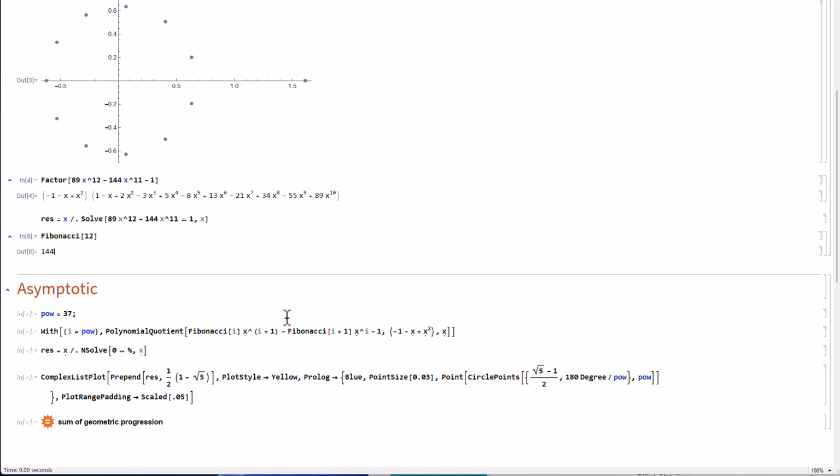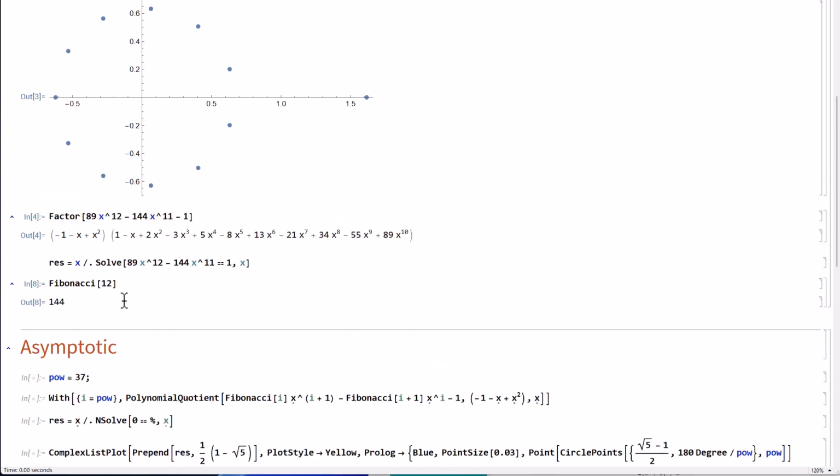So 144. Okay. So this is the rule that generates this polynomial. So we can use that.